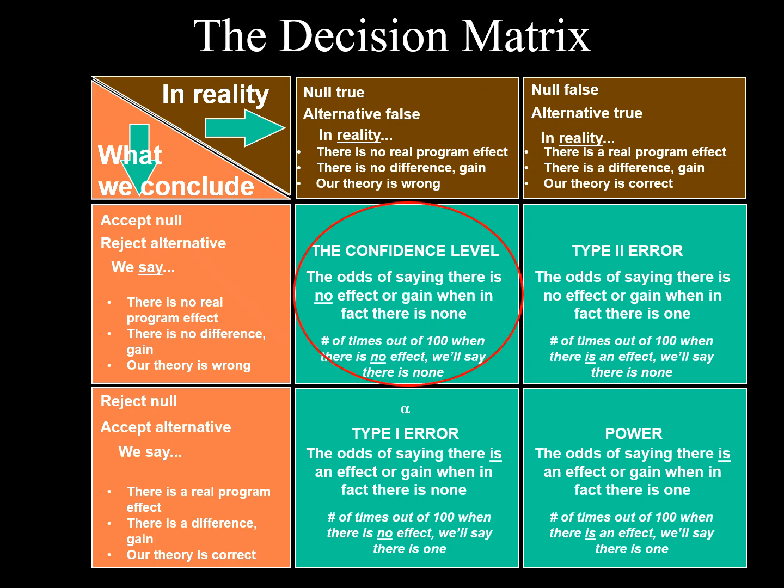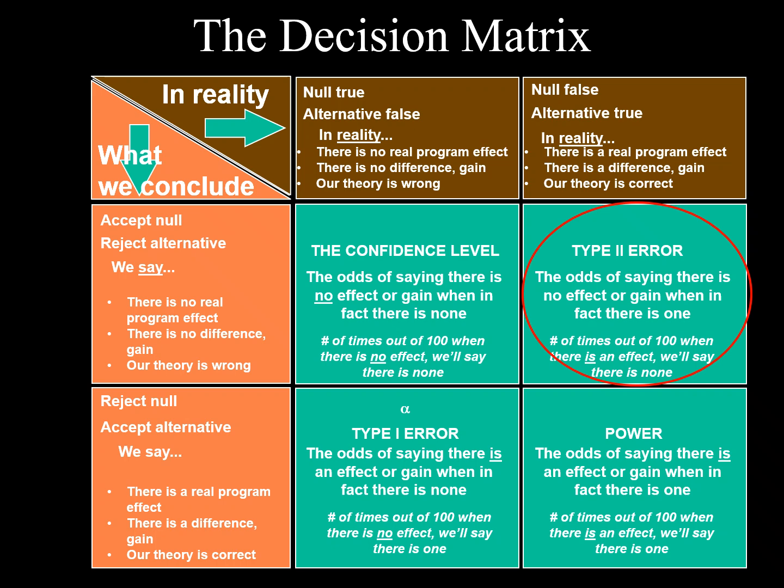So again, just kind of walking through this very quickly, there's four possibilities. The confidence level, that's where there wasn't an effect and we claim there wasn't an effect. Then we have the type 1 error, the odds of saying there is an effect when in fact there isn't. We say there's an effect, but the reality was there wasn't. This is the type 1 error, and this is what we're worried about. We don't want to be in this box. It's one of the reasons we calculate a p-value.